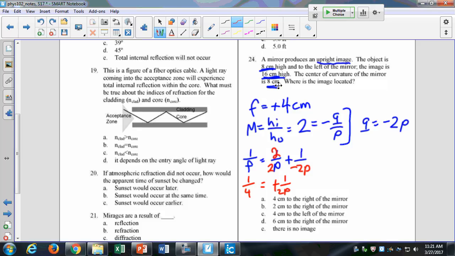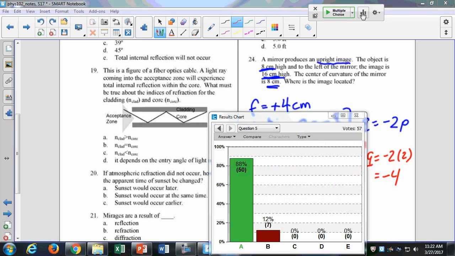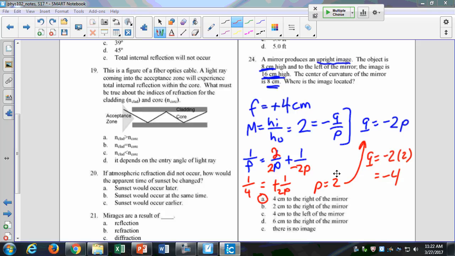And then I solve this for P. 1 over 4 equals 1 over 2P, so P is equal to 2. And then I plug that in up here, I get Q equals negative 2 times 2, which is negative 4. So it has to be 4 centimeters to the right of the mirror. Is that what y'all put? It is. Good job. Let me step back through this, okay?